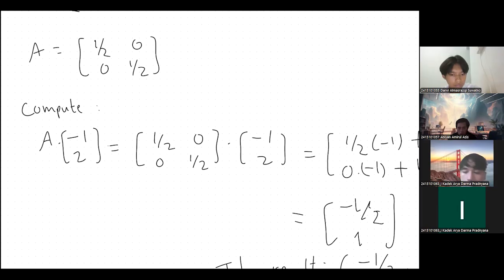Here's my explanation. The next explanation will be held by my friend. Okay. Abiyan, stop the whiteboard share. And next is Danvi's explanation.